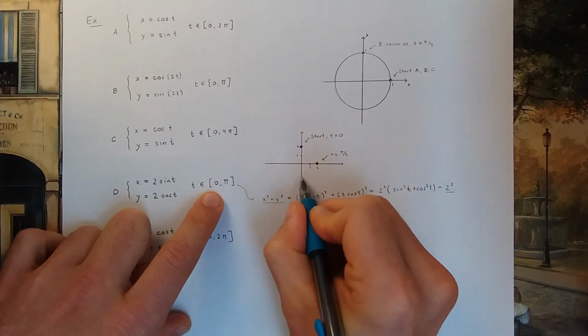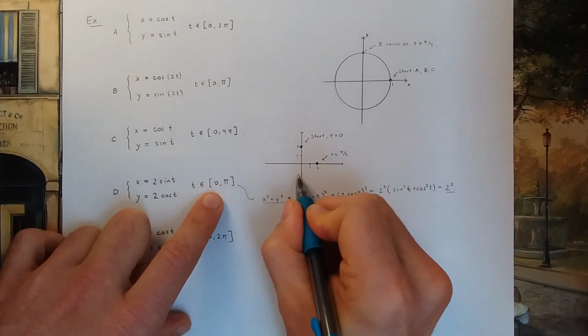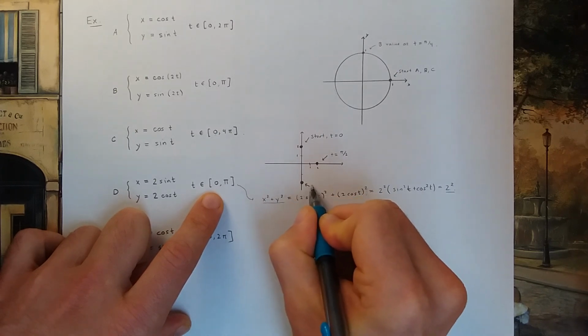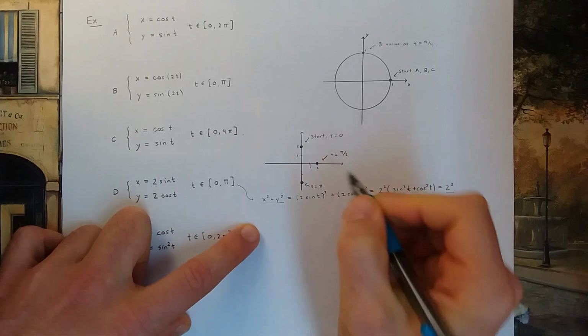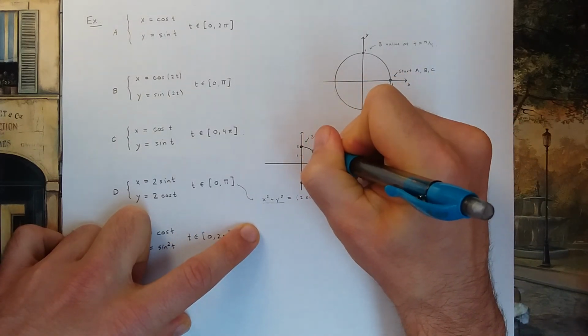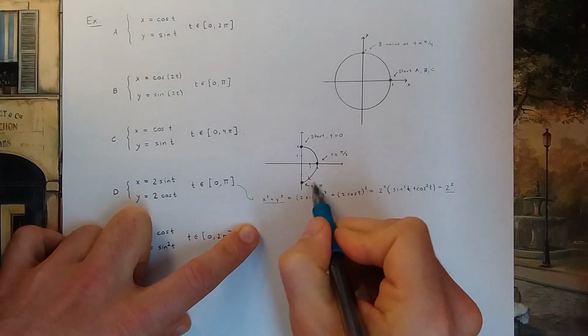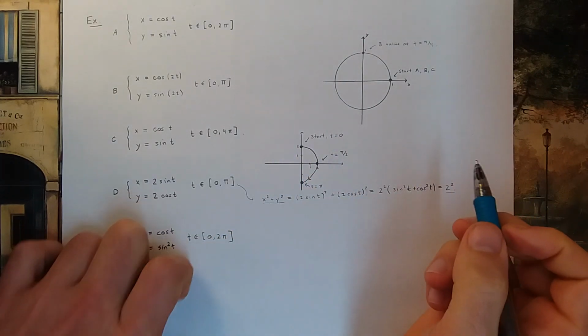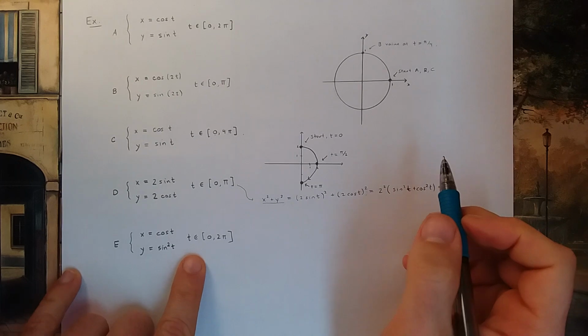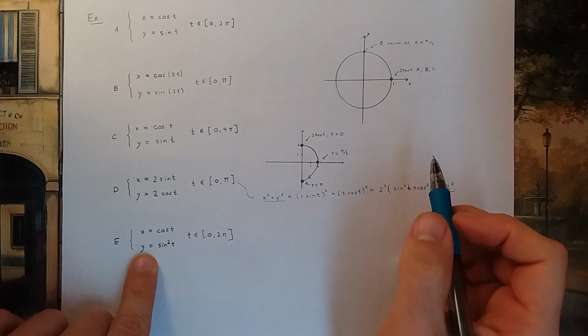It stops at pi. So at pi, I think I would be down here. So this would be the value of t equals pi. So I get this half, that's supposed to be a circle, of radius 1, and I'm traversed in this direction. All right, let's look at the last parametric equation E.